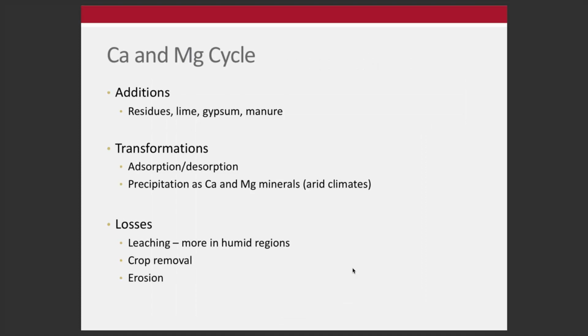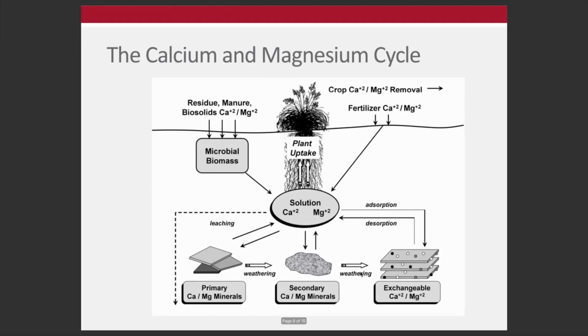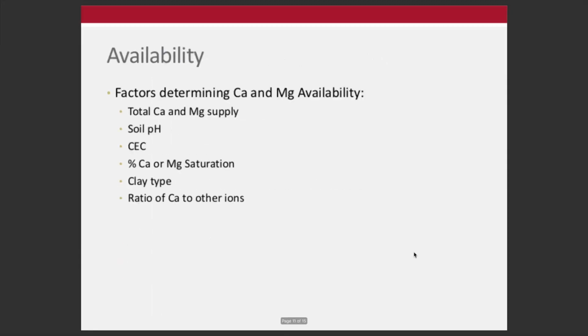Here's, again, just what I just mentioned, the additions, the transformations, and the losses that are spelled out in bullet form. And then thinking about availability, what makes calcium and magnesium available? Well, a lot of it has to do with the total supply. So how much is on these exchange sites, for example, and is that enough to supply the plant needs, right?